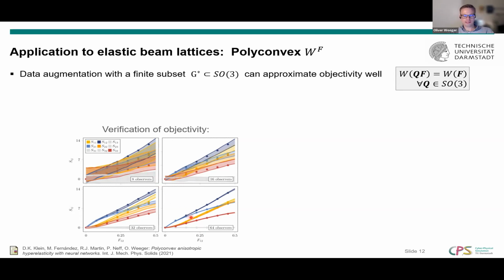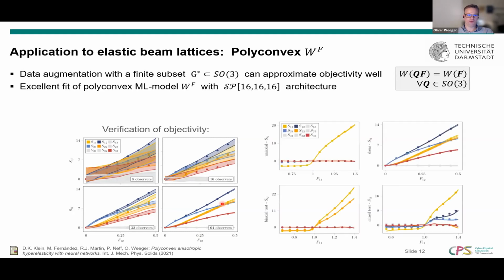But the more observers we use, we converge towards, in the case of 64 observers, something where you cannot distinguish the worst cases anymore; it more or less becomes one line. So this approach works here. Using the data augmentation, we can fulfill objectivity approximately in a very accurate way. And now when we look at the fit of the data, the fit is almost perfect. In all the cases, the uniaxial, the biaxial and the shear, those are training cases, and the mixed test over here is a validation case, which also has a much better prediction now even than the WC model, which was more flexible because it did not have to fulfill the polyconvexity condition.